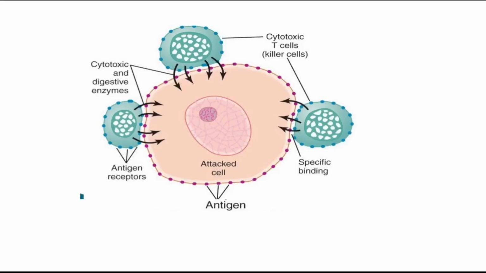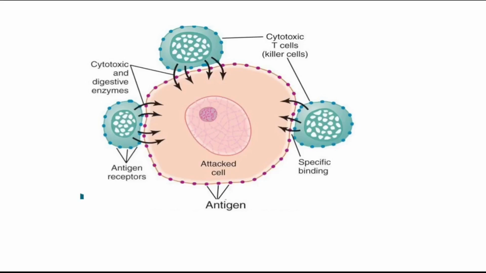Now in this diagram you can see this bigger cell is the target cell or attacked cell. You can see these are the cytotoxic T cell, and on the cytotoxic T cell you can see receptor, okay, and here on the target cell you can see the antigen. On the cell membrane you can see pink dots, they are the appropriate binding specific antigen on the target cell. So the receptor on the cytotoxic T cell will bind to antigen on the target cell.